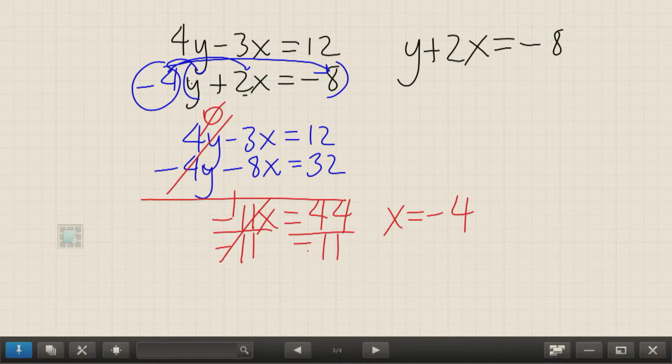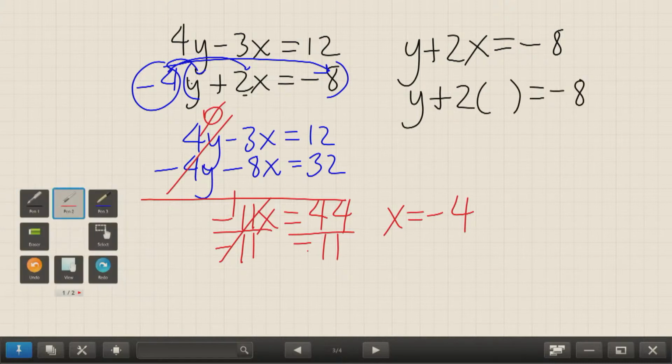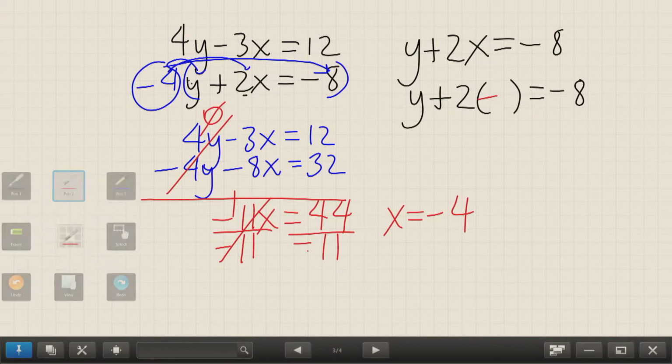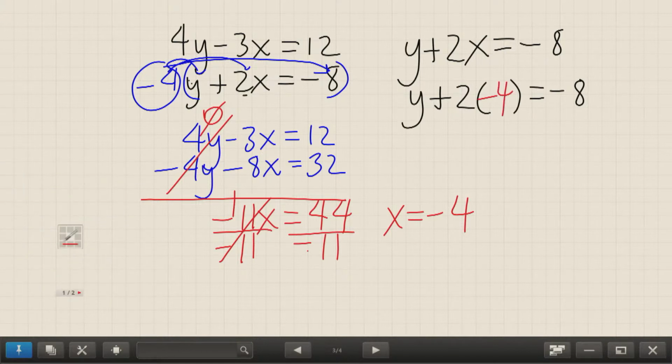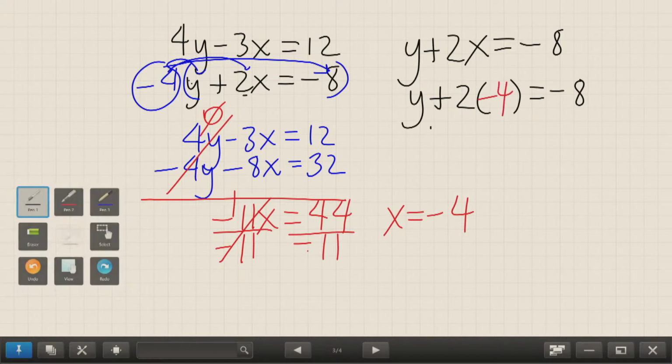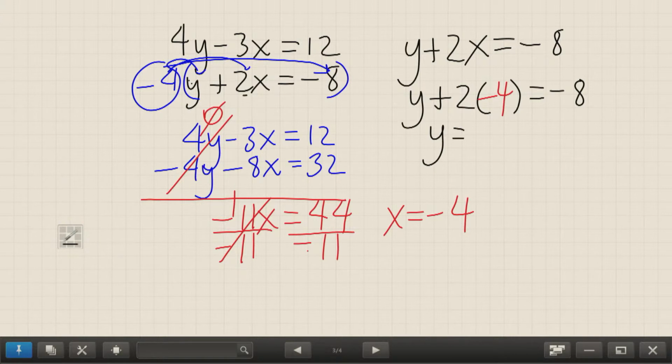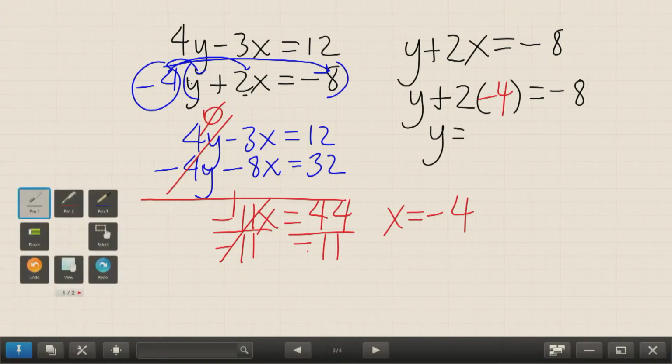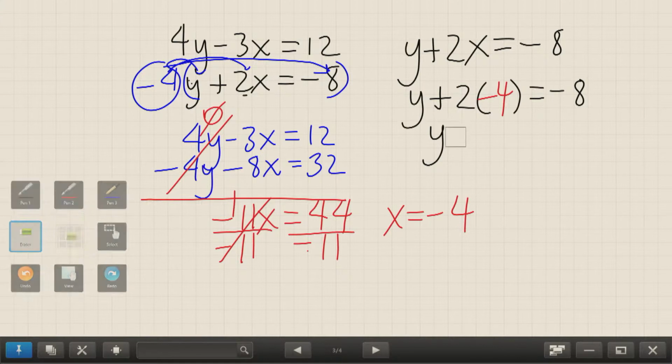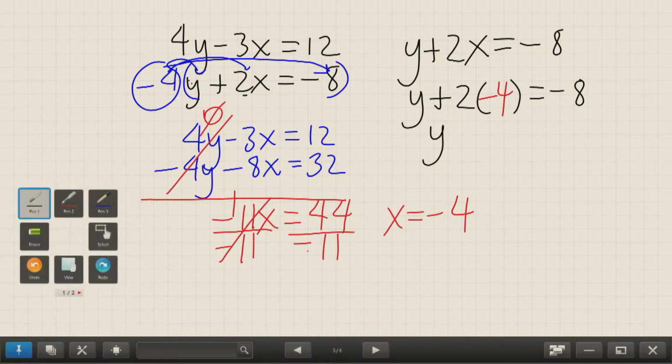But then instead of x, it's going to be what? What did we just solve for x? Oh, it's negative 4. Yes. So then we have y, 2 times negative 4 is negative 8. So I put an equal sign, just get rid of that real quick, and then we'll go back to black.